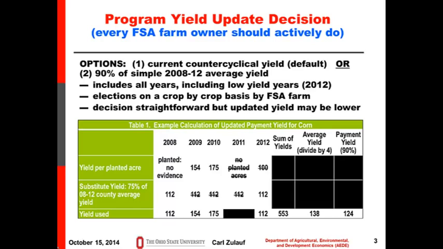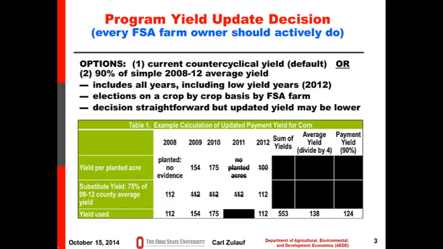This is the notion of a simple average. So you literally could have only 1 year in the 2008 through 2012 period that you planted to a crop, and that would be the yield that you could have as the update. So there are lots of ways that you could actually end up with a smaller yield than your current countercyclical yield, and the only way that you can do that is actually to do the calculations, to use one of the program calculators that exist out there, and there are several that are available to do this.